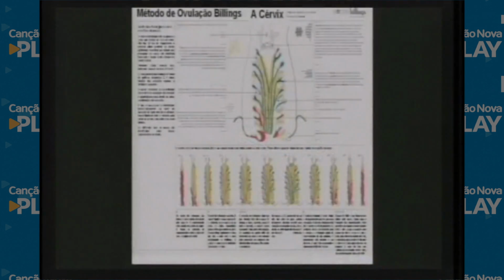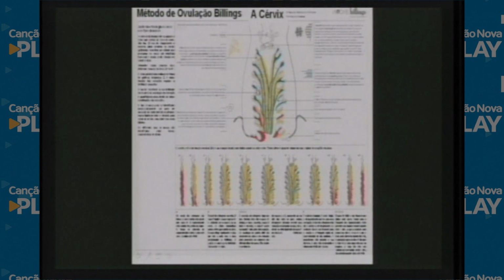Now we're going to have a very quick look at the work of Professor Odeblad, which is also in your book. And you will see in this diagram the cervix of a woman. And you will see the different colors that are giving us an indication of the different types of mucus.